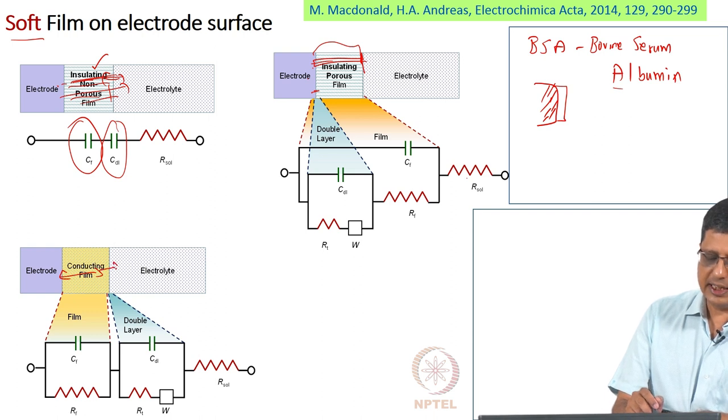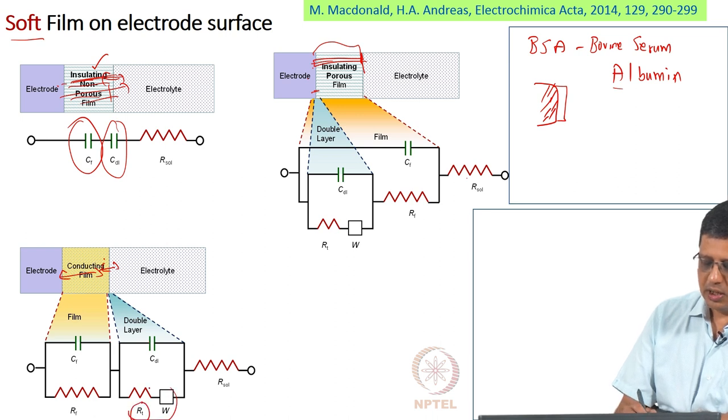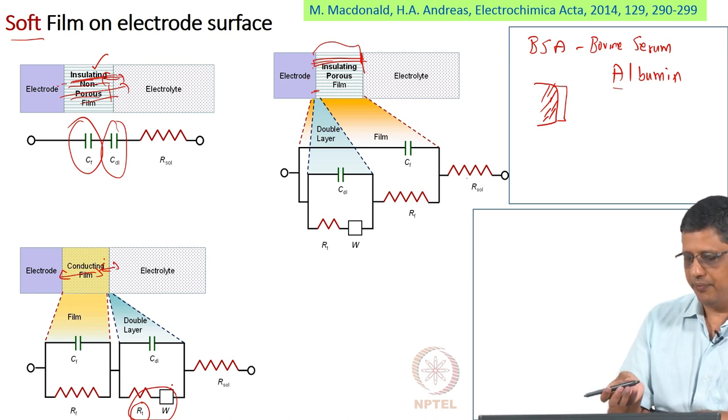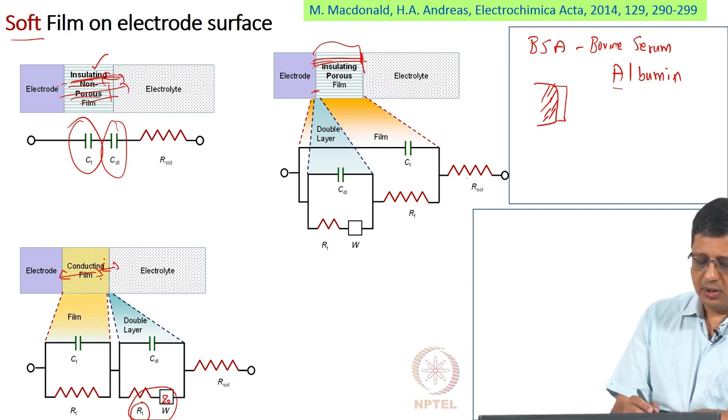And then from here there is a reaction. So, the reaction occurs here, that is given by this RT and W. W may or may not be present depending on whether you have mass transfer limitation or not. So, this is more general, and if you do not need ZD, you can remove that from the circuit.